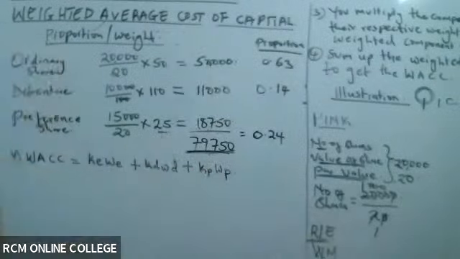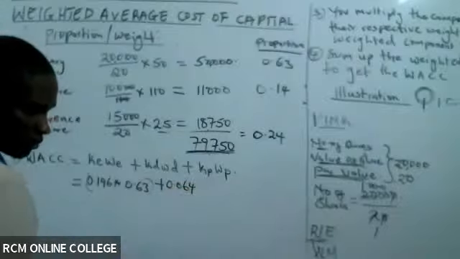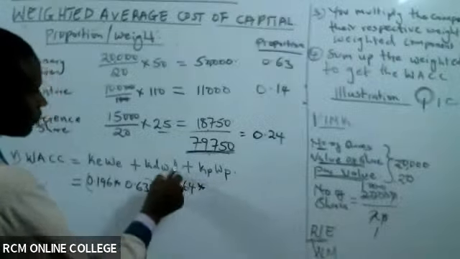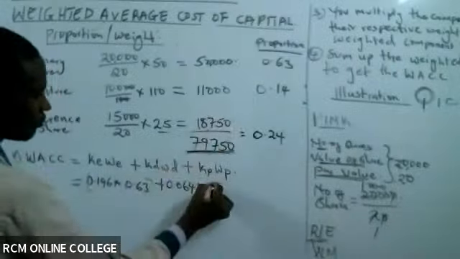Sasa unanipea KE. Cost of equity tulipata. Ilikuwa ngapi? Nipatia za percent. Ilikuwa 0.196 times weight of equity 0.63. Of course, at the end convert that one. Then plus cost of debt ilikuwa ngapi? 0.064, right? Weight of debt 0.14.